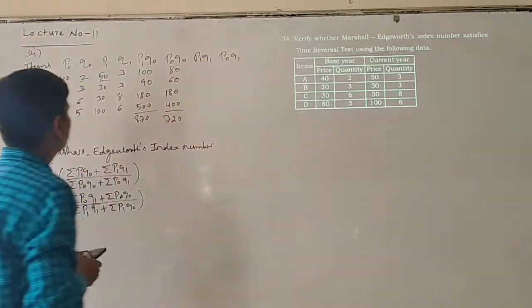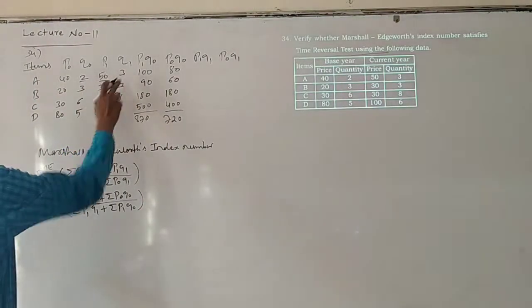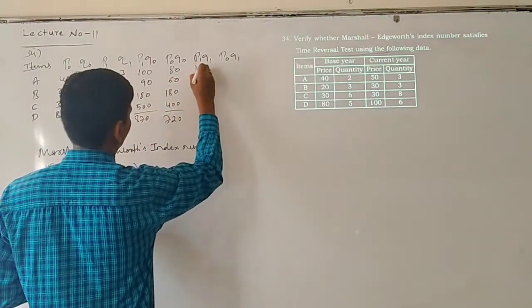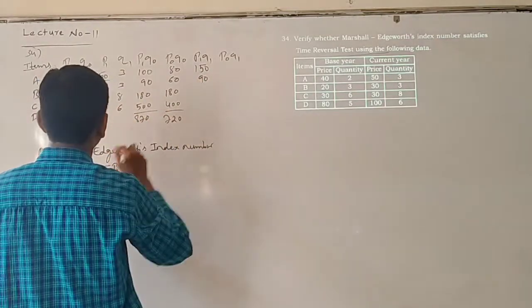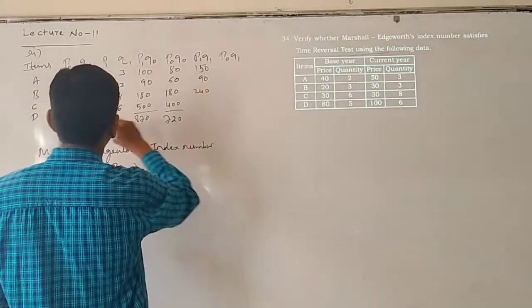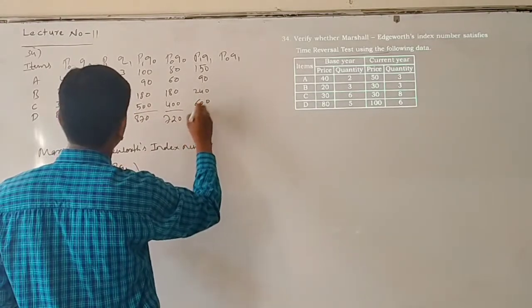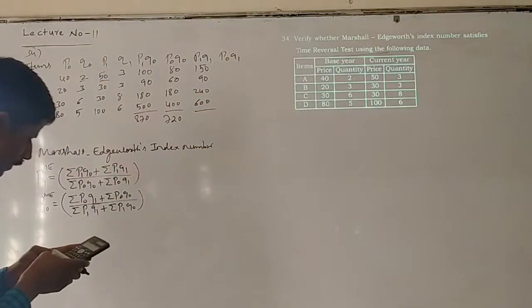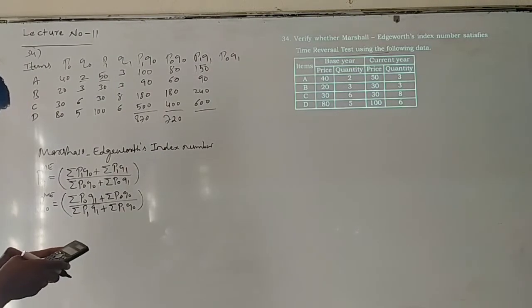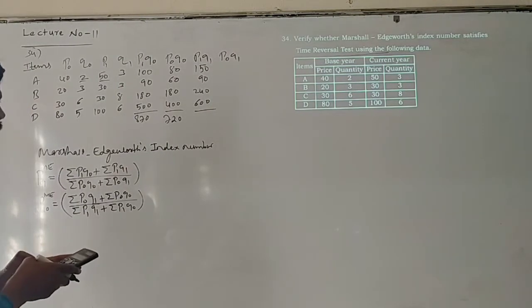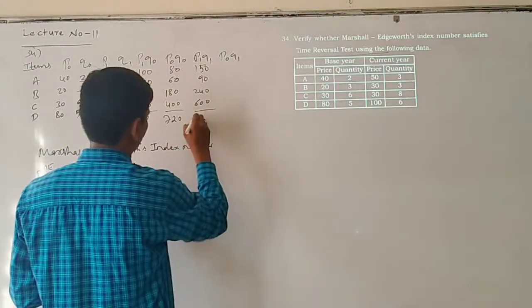The next is P1 Q1. P1 into Q1. This into this, 53 is 150, 33 is 90, 38 is 240, 106 is 600. 150 plus 90 plus 240 plus 600 is 1080.